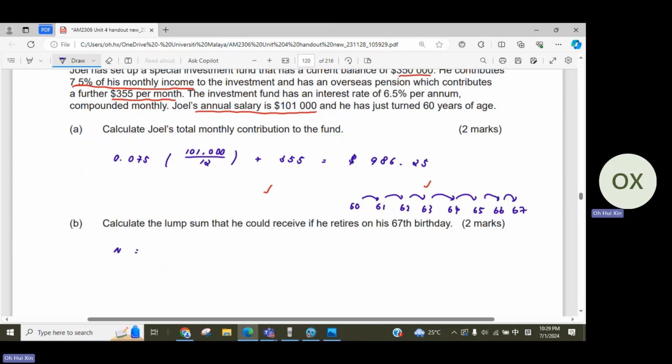Okay, so that's why there's a total of 7 years for this investment fund, and we are doing monthly deposits. So that's why 12 multiplied by 7, which we got 84. So I is 6.5%. Okay, so don't be confused. 7.5% has nothing to do with the investment. It's just talking about 7.5% of the monthly income. But the investment fund gives 6.5% per annum.